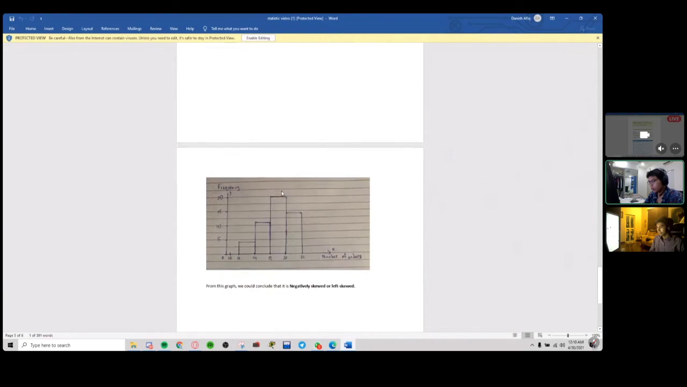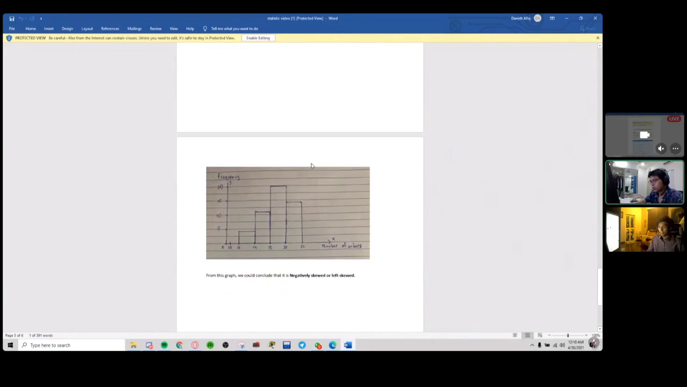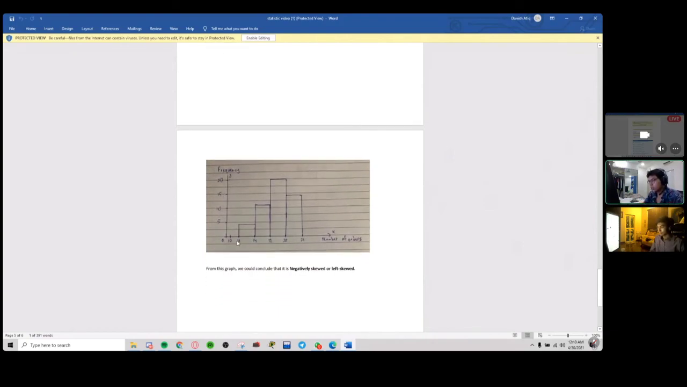And going on to the final one, which is the shape of distribution. So the x-axis, we use the midpoints, and the frequency is the y-axis. And from this graph, we could conclude that it is negatively skewed, or in other words, left skewed.